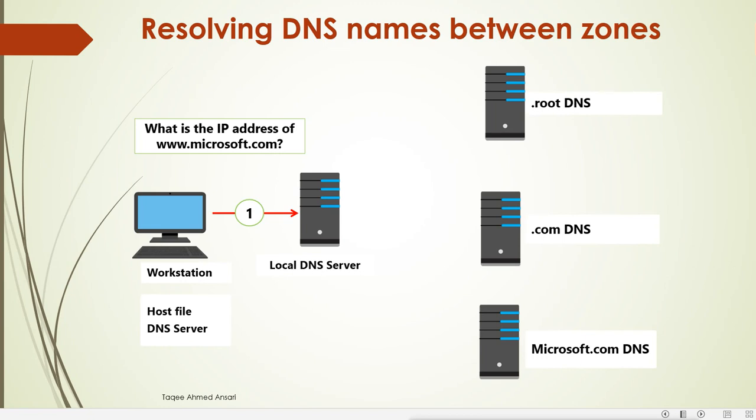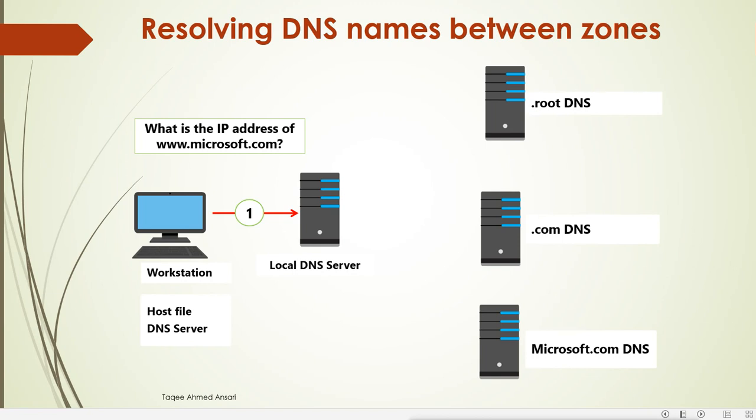Now this query is called an iterative query. The DNS server will check the fully qualified domain name. This name which we see here, www.microsoft.com, is called a fully qualified DNS domain name. In this, the first part, www, is actually a machine name, and then .microsoft.com is the domain name. Now this is a normal DNS server, so it will check the domain name, which is Microsoft.com.